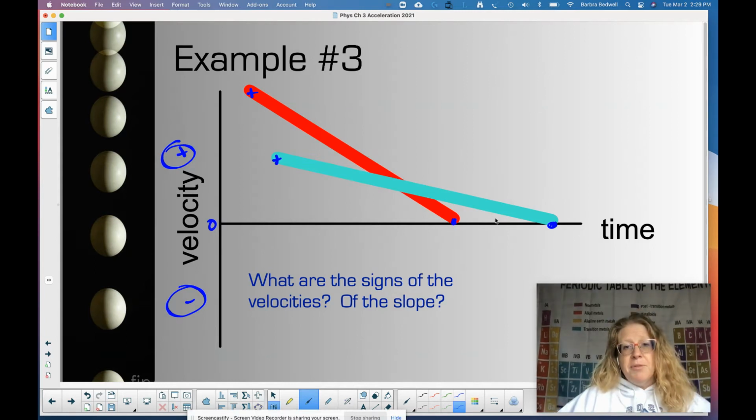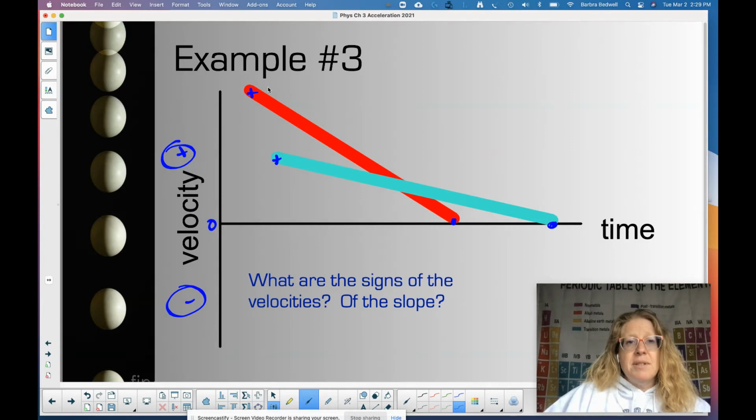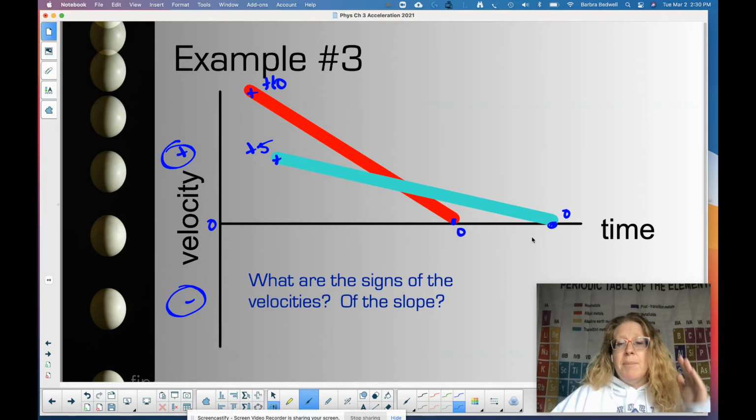The red one stops first, the blue one stops later, but still, they are coming to a stop. Let's say this one's starting at +10, and it's gradually or steeply going down to 0 at the end. Maybe this one's starting at +5, and this one is also going down to 0 at the end. So they're both going from a positive velocity to 0. So what does that mean?